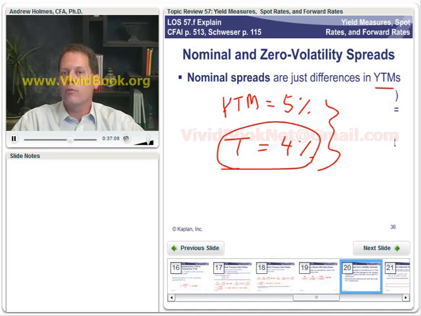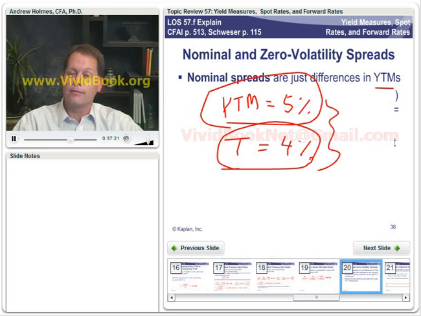Now the problem with the nominal spread is that there are lots of things that it doesn't account for. In particular, it doesn't account for the shape of the yield curve. It also does not account, well, I guess it's easier to say what it does account for. The only thing it accounts for is yield. It doesn't account for the shape of the yield curve.